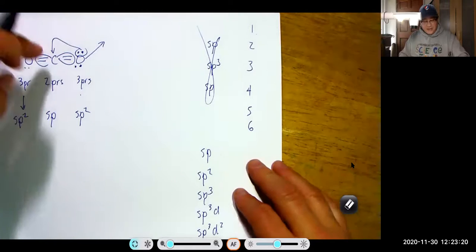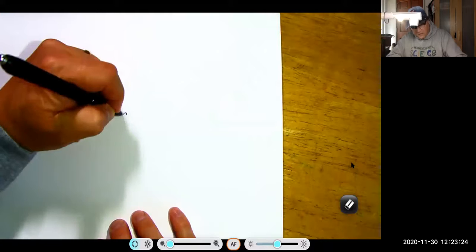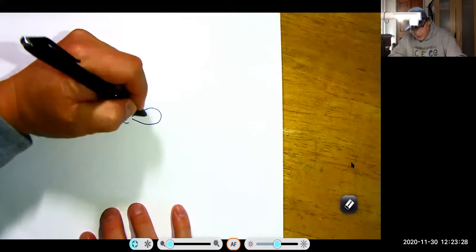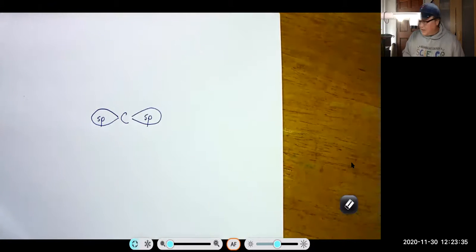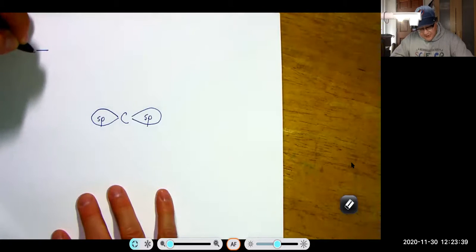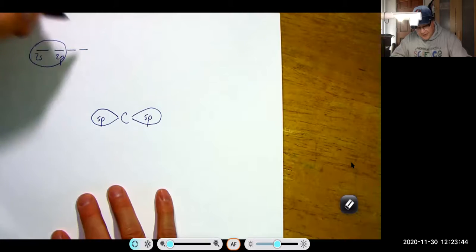Let's look at bonding in this guy here. So we know the carbon is sp hybridized. So how will those 2 sp orbitals arrange themselves? Like this, linear. Now, that means that when you have the 2s and you have the 2p, these hybridize, these do not.